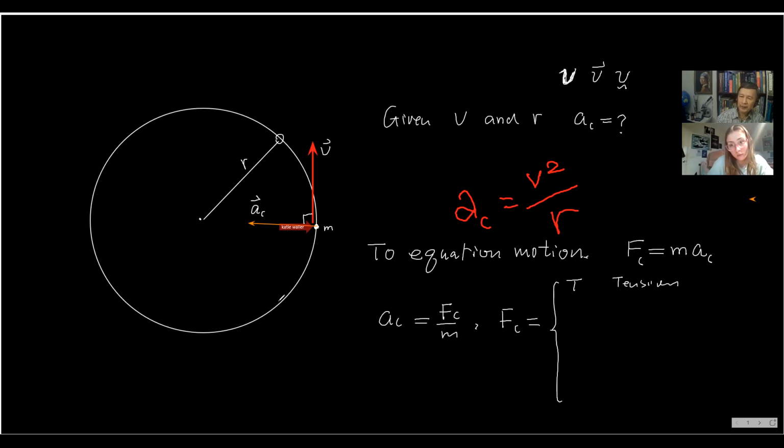Another type of centripetal force. So this C means the centripetal, right? Another force which can generate the centripetal acceleration is gravity.